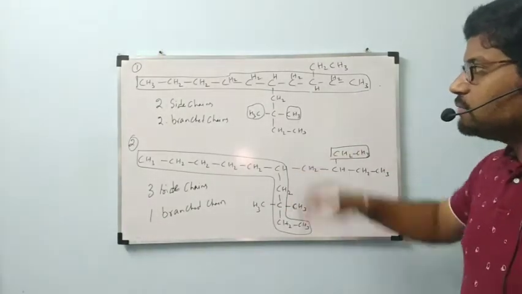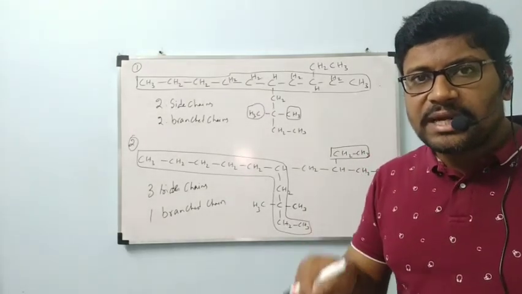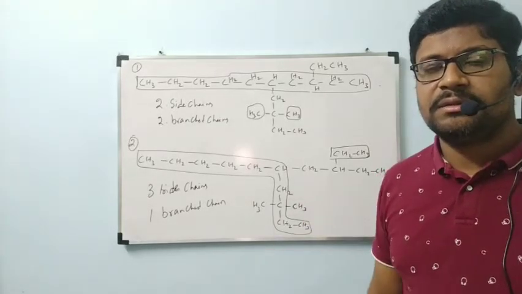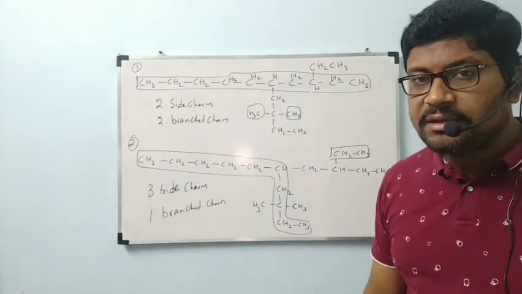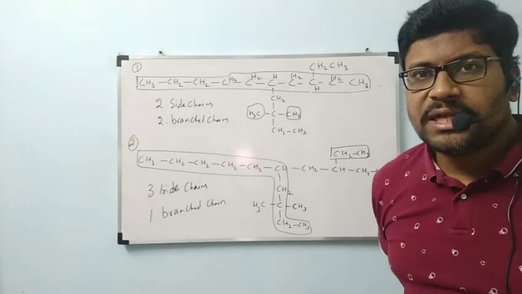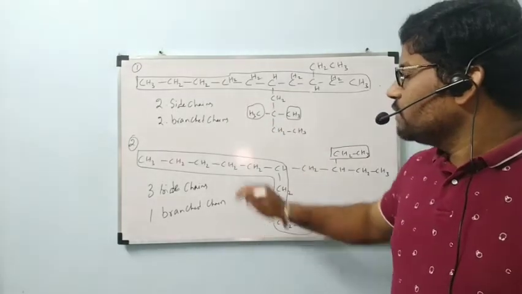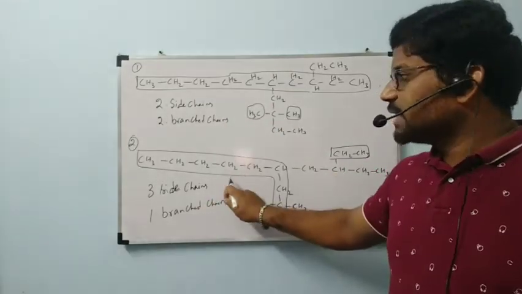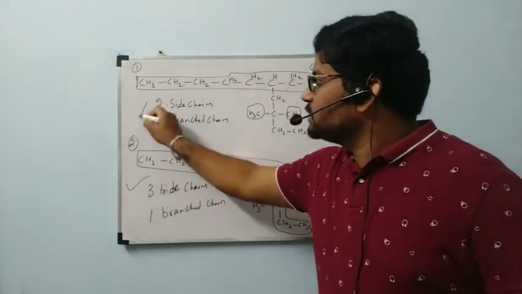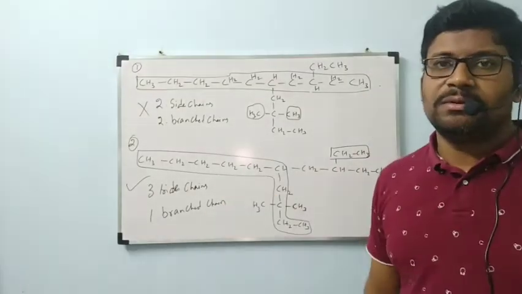Out of these two possibilities, we have to select the parent chain. That one must contain the maximum number of side chains. We have to select the parent chain which contains the maximum number of side chains. Out of these two, which one has the maximum number of side chains? The second possibility. So this is our parent chain. This is not our parent chain. According to this, we have to give the name of this compound.